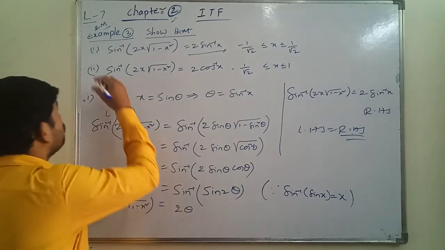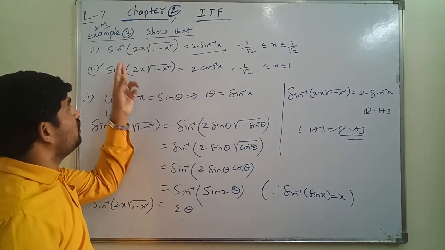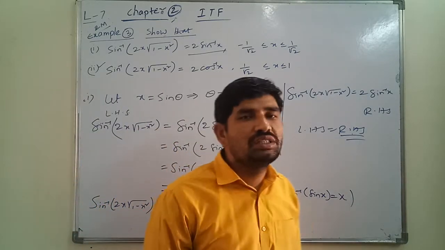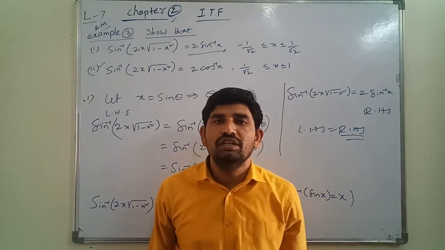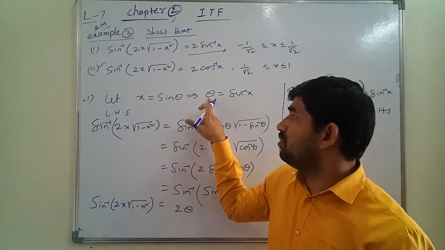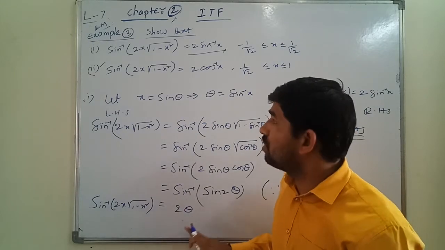Suppose by observing bit number 2 here, both the LHS has the same sine inverse, but the right hand side has 2 into cos inverse. Sir, how can we complete the solution for that? We have to take let x is equal to cos theta, from that theta is equal to cos inverse x. Similarly, in the similar manner we can complete the solution.